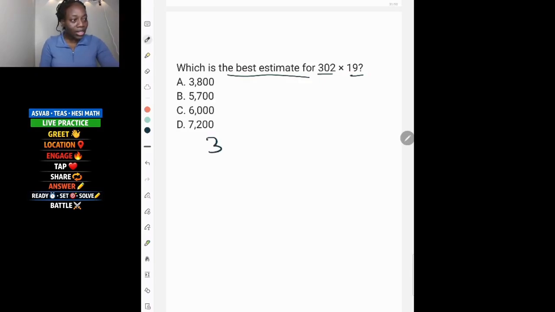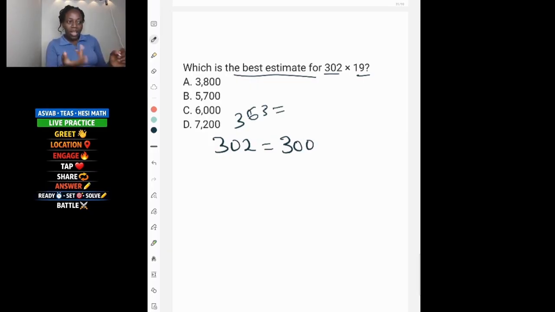So we have 302. To estimate that, it will be 300. But let me tell you, at times, in the exam, they will show you a pattern, that okay, this may be to the nearest 10. But most times, they don't show you any pattern. That will be to the last. That's 400. Good. That 400.